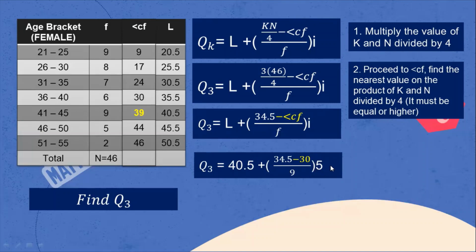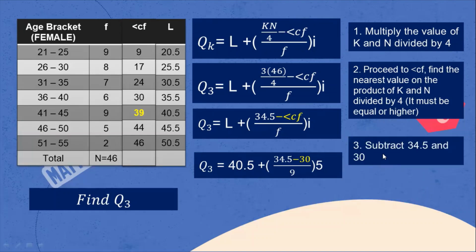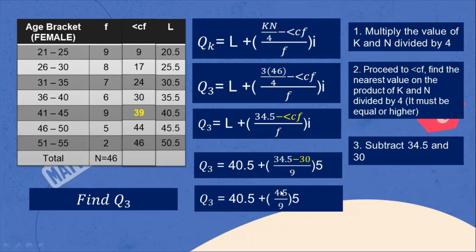For the less than cumulative frequency, we are not going to use 39, but we will be using the less than cumulative frequency less than 39. That is 30. Okay? Let's now solve. Subtract 34.5 and 30. 34.5 minus 30 is 4.5.